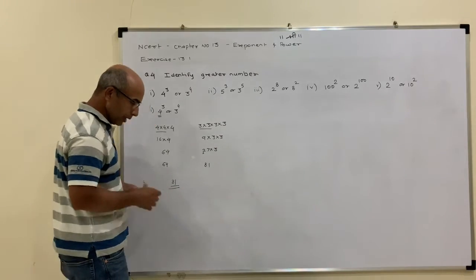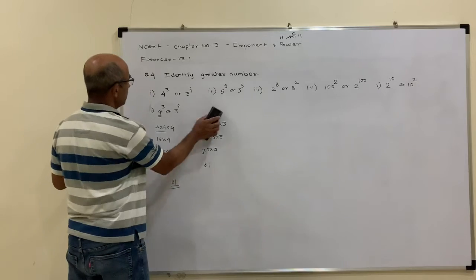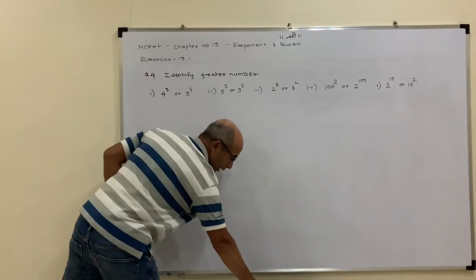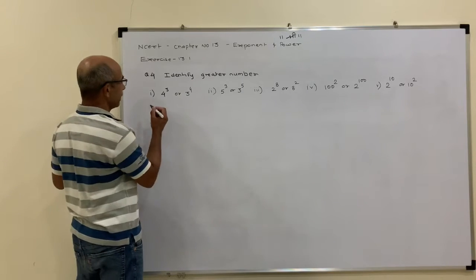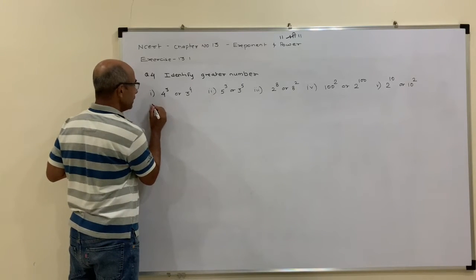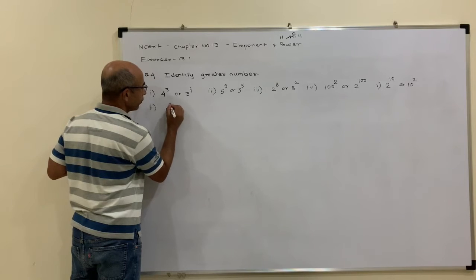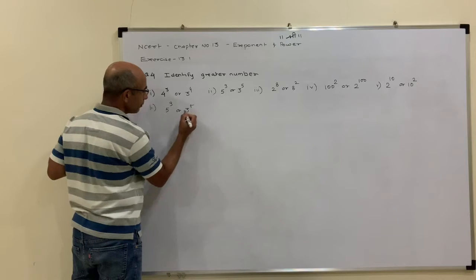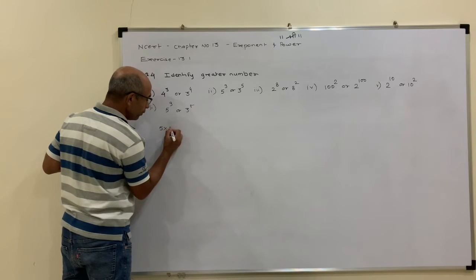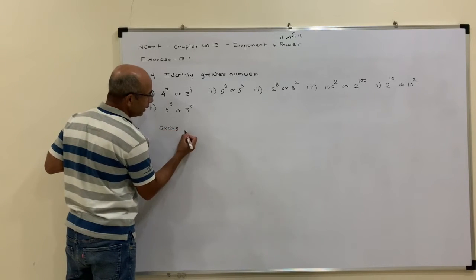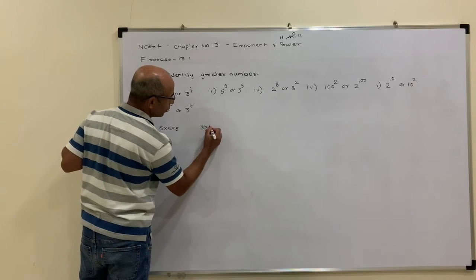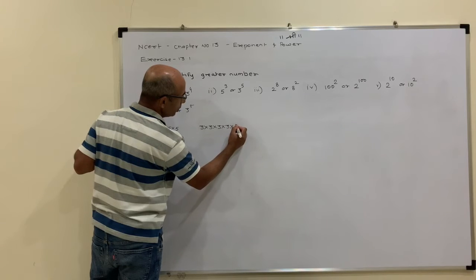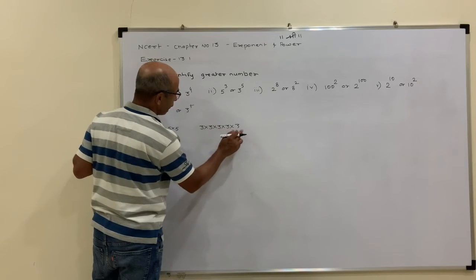Now let's move on to the second problem. There is no shortcut or guesswork to be done. It's best to solve the problem and find it out. My second problem is 5 raised to the power 3 or 3 raised to the power 5. So 5 into 5 into 5, and 3 into 3 into 3 into 3 into 3: 1, 2, 3, 4, 5.